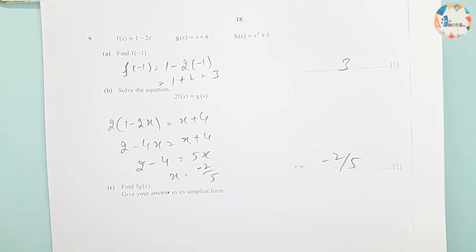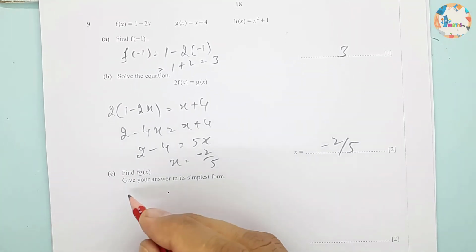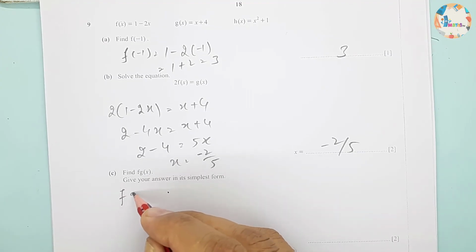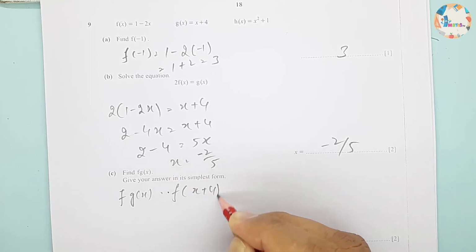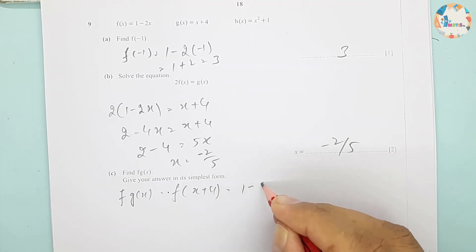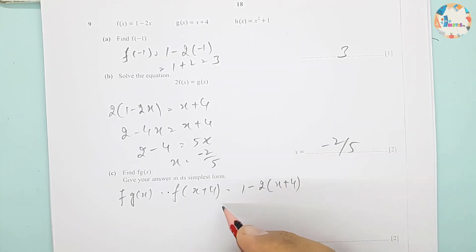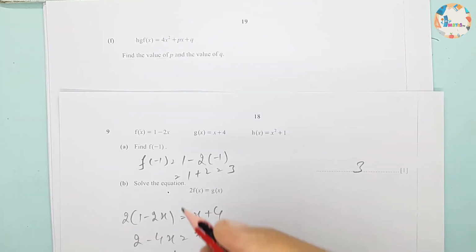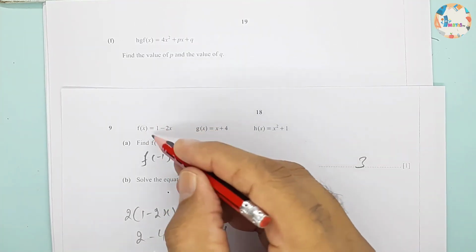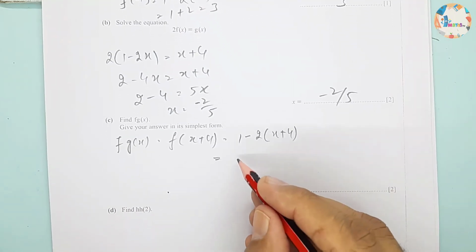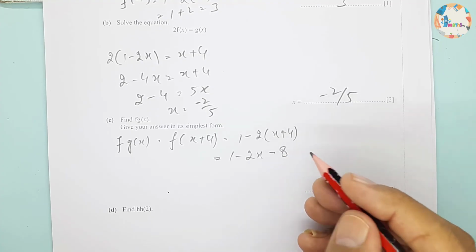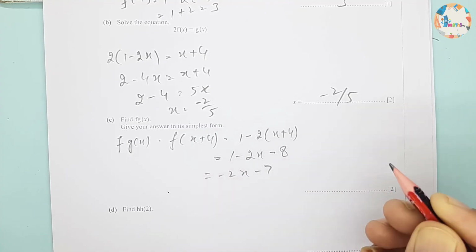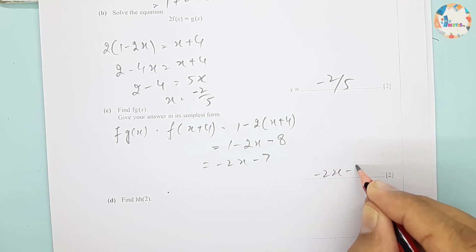Find f of g of x. So for f of g of x, first we will take g of x. G of x is x plus 4. So f of g of x means f of x plus 4, which is equal to 1 minus 2 into x plus 4. This is the value which we got by replacing x with x plus 4 in this equation. Then we will get 1 minus 2x minus 8. So this will be equal to minus 2x minus 7. So this will be our answer, minus 2x minus 7.